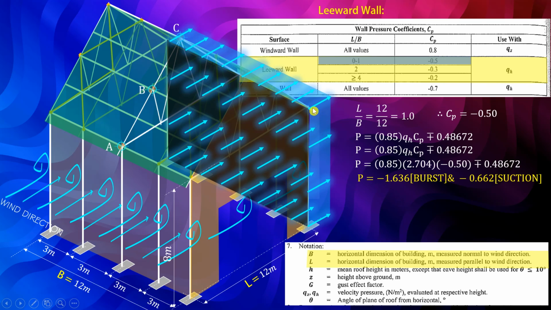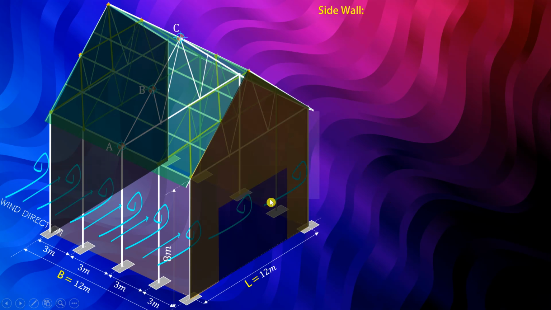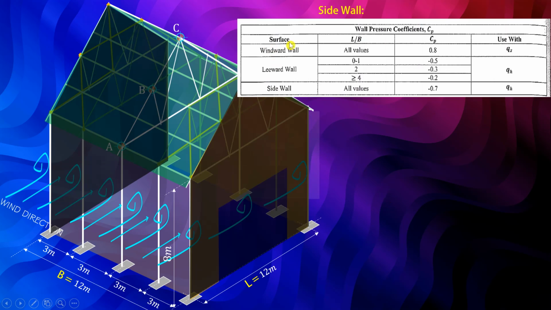So it could be 1.636 for the burst condition and 0.662 for the suction condition. Next is the sidewall. Again, referring to this table for the sidewall for all values, the CP is automatically negative 0.7 and we are going to use QH.